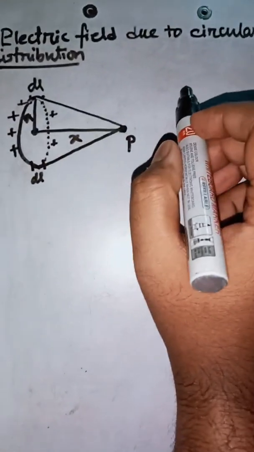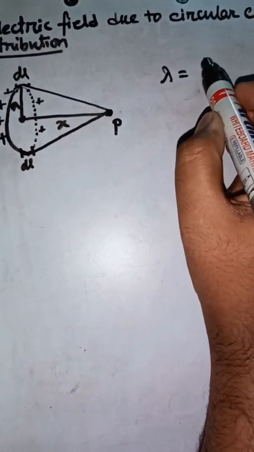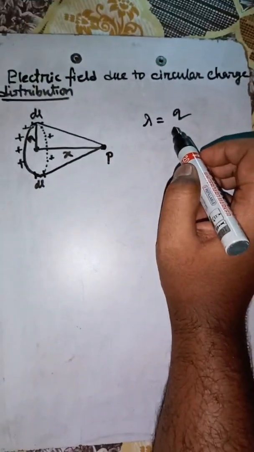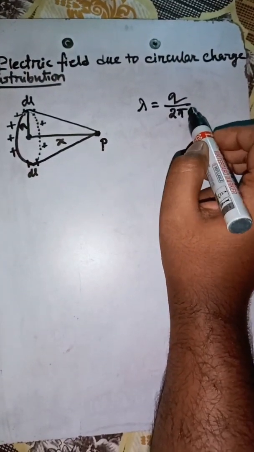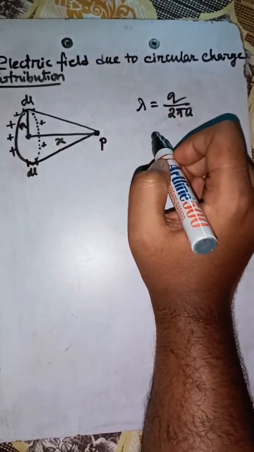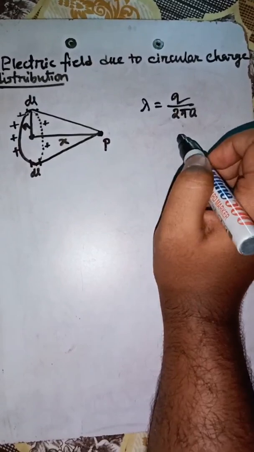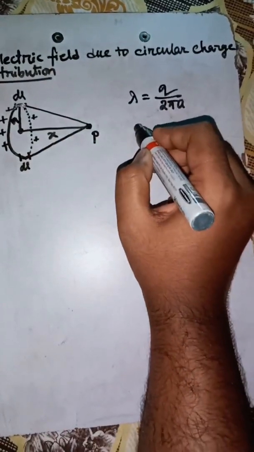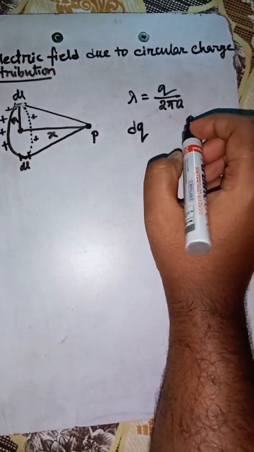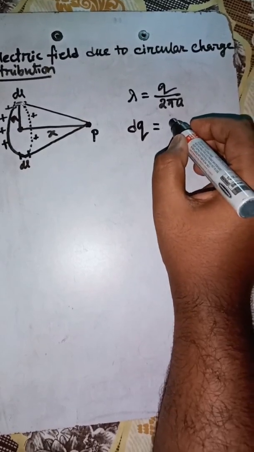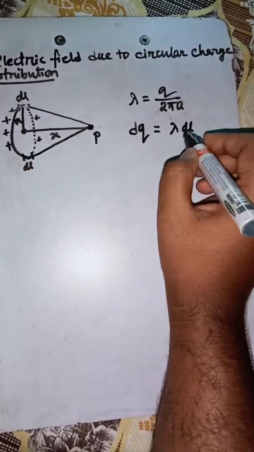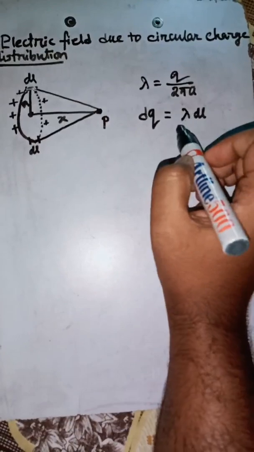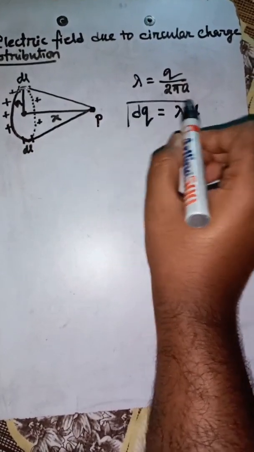So first let us consider that lambda is the linear charge density. Here, if total charge is given as Q and the total length is equal to 2 pi a, that is the circumference of the circle, so linear charge density will be Q by 2 pi a. What will be the charge at this dl portion? Suppose this is dq. It is just lambda times dl. So dq, the charge due to this dl portion, is equal to lambda times dl, that is, charge density into elementary length.